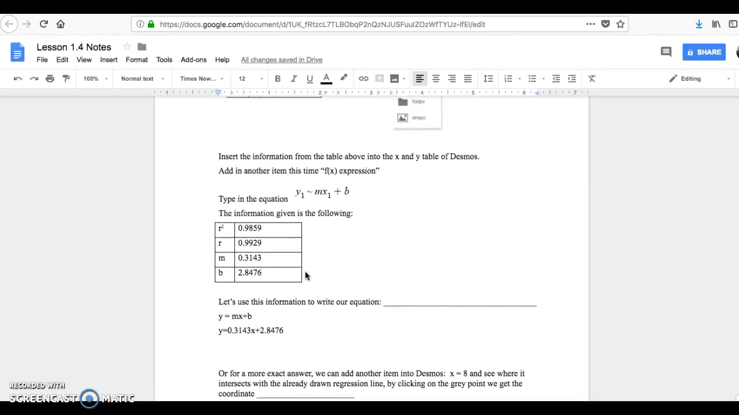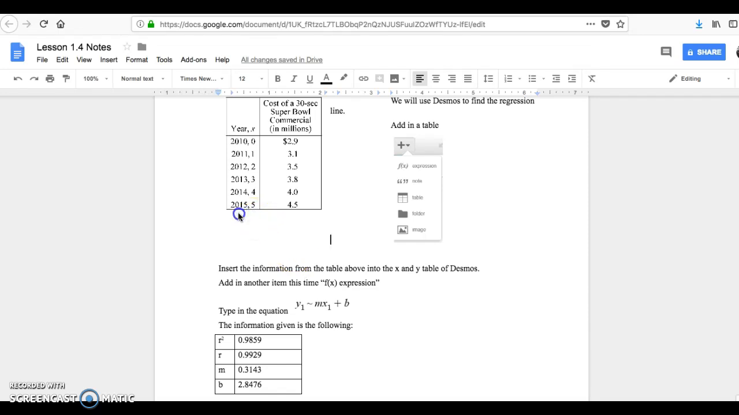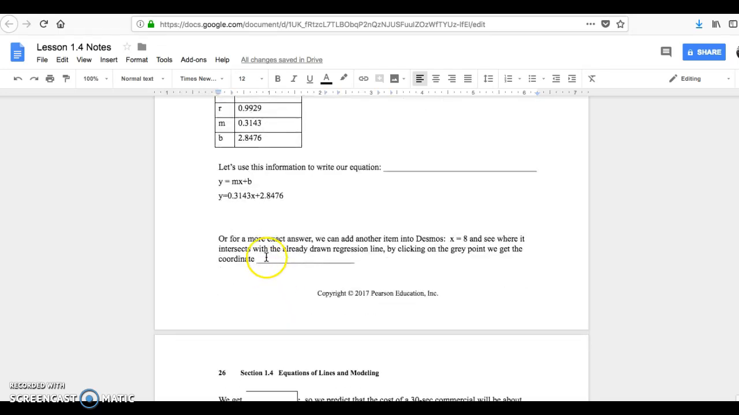So just like the previous example, we have 2018 with our year of 8. So if we were to replace our x value here with 8 instead, just like we did on the previous page, we can see that y is going to equal approximately $5.4 million per 30-second commercial.